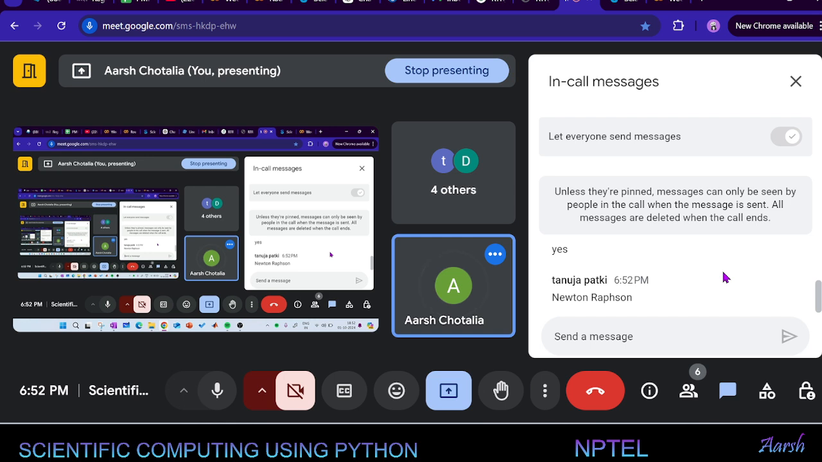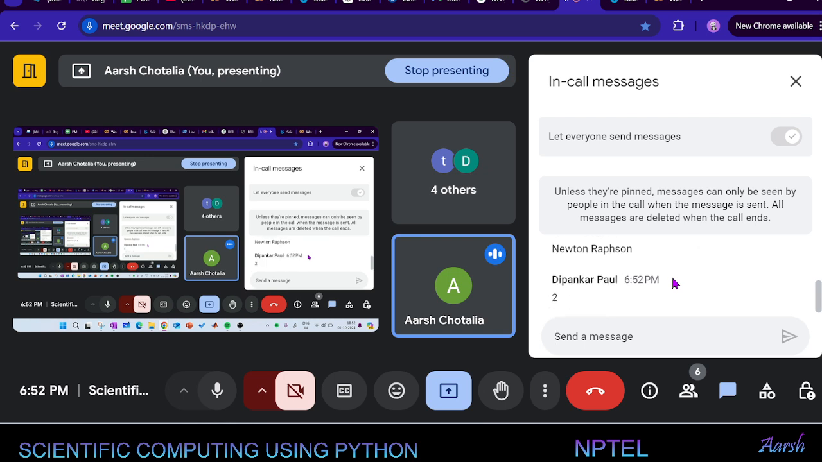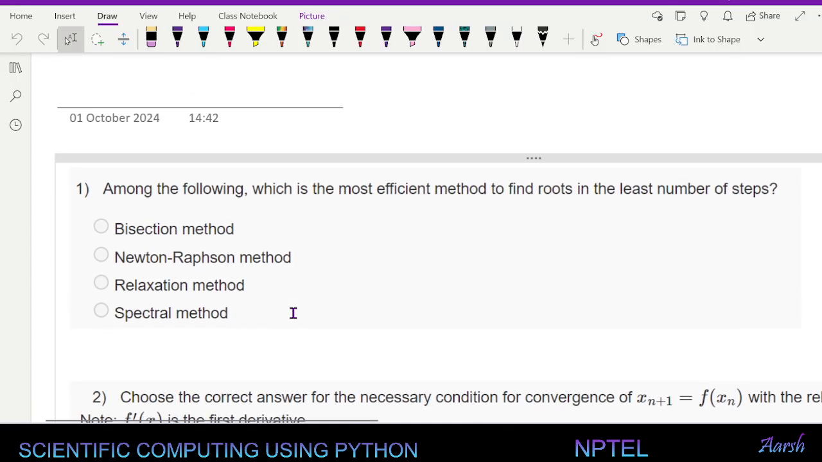Yes, yes. Okay, that's Newton-Raphson 2. Let's see. Tanuja and Dipankar. Yes, that is the correct one.